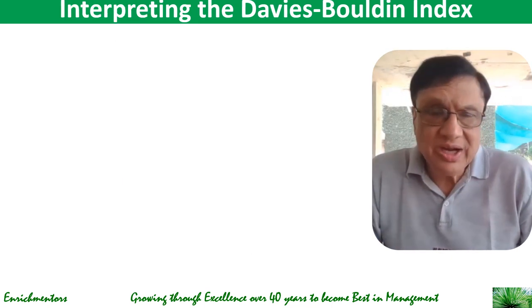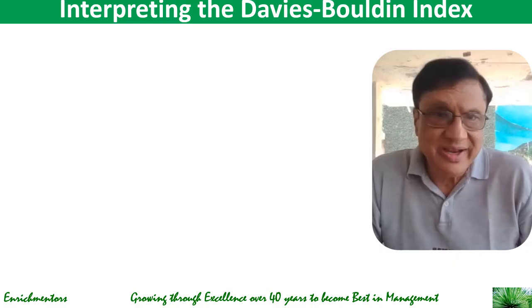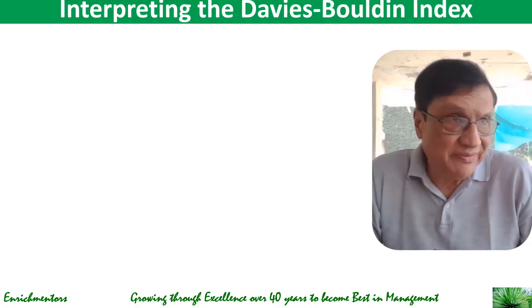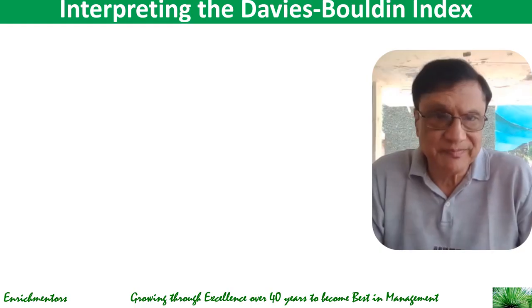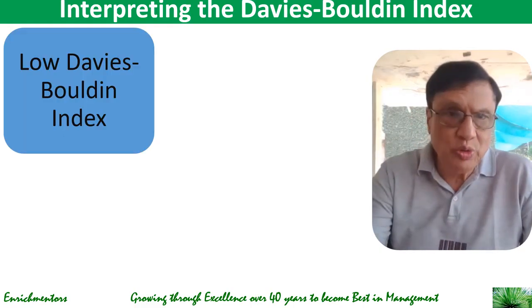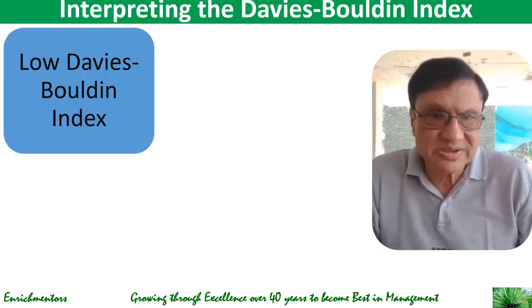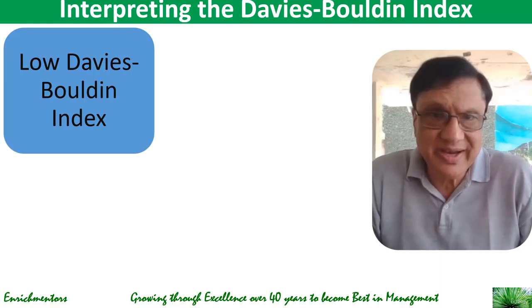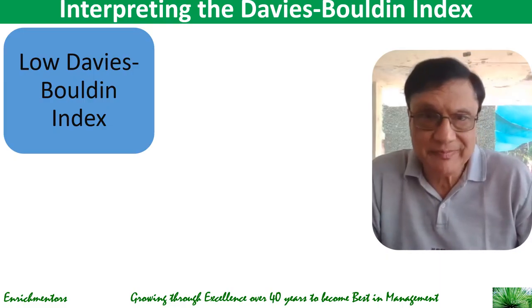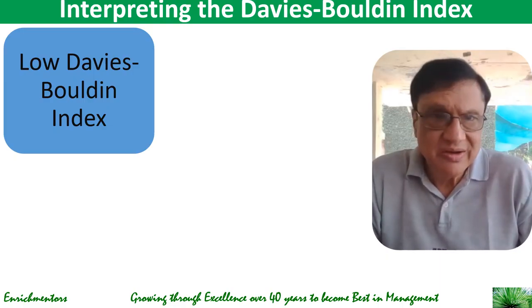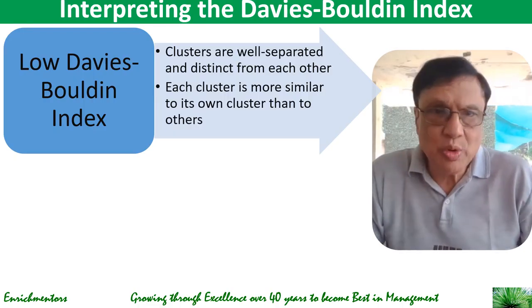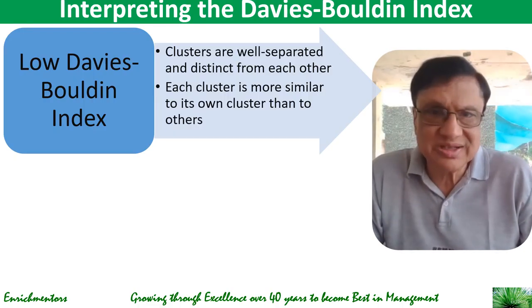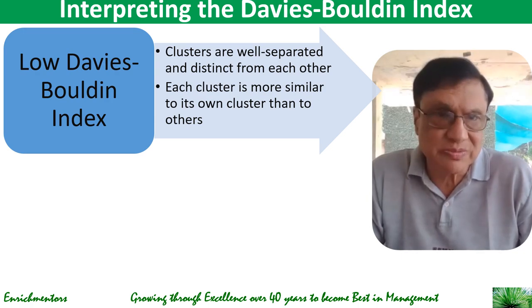Then let's look at how you interpret the Davies-Bouldin index after having it calculated by the computers. A low Davies-Bouldin index indicates that the clusters are well separated and distinct from each other, and each cluster is more similar to its own cluster than to others. So the clustering is proper.